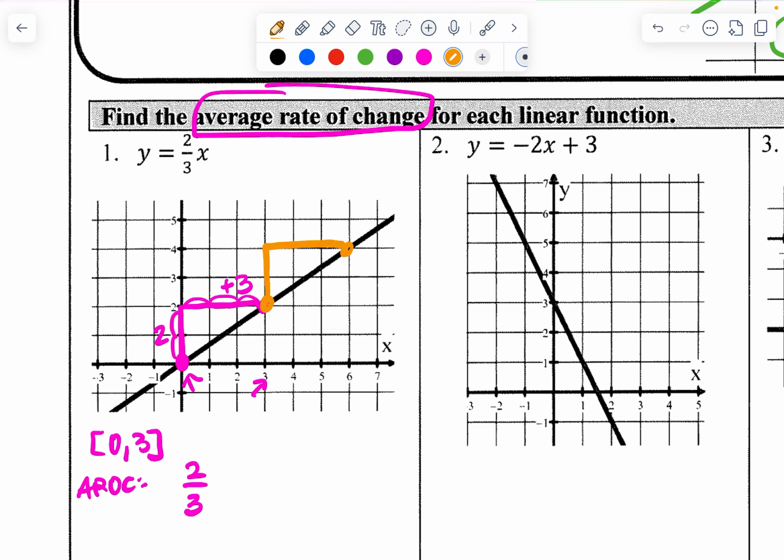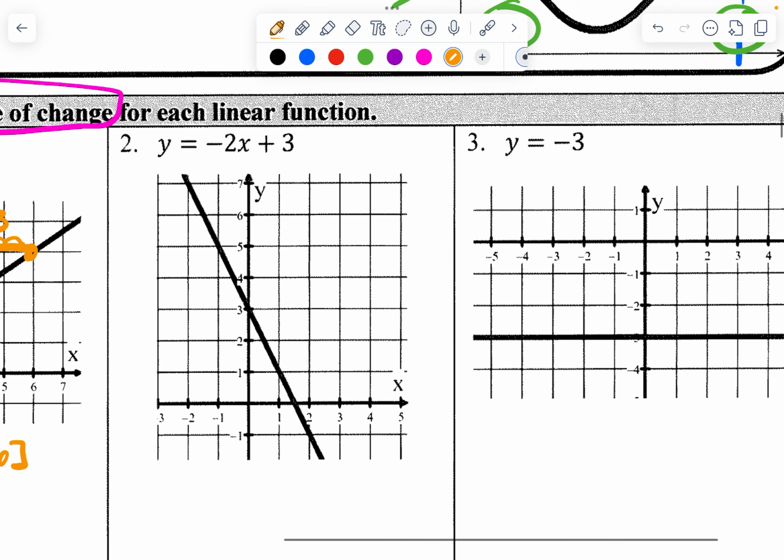If I were to do that again and looked at, I don't know, this interval from here to here, we would see this. And then from the interval from 3 to 6, my dependent variable goes up by 2, and my independent goes up by 3. So again, my average rate of change would also be 2/3. Interesting. If I look at this one here, let's look for some clicky points. Actually, these two are pretty good.